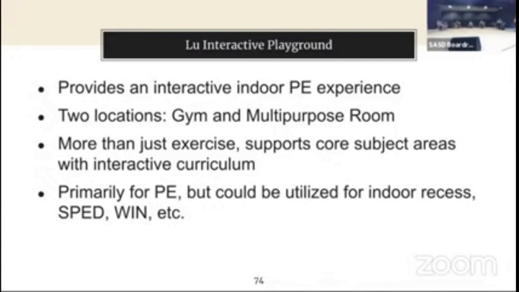It's also something that's not necessarily just for PE. Depending on gym scheduling, you could bring down a math class and they could practice their math facts with it. You'll see in the video how that would work. It could also be utilized for indoor recess, to get some of that energy out when they're stuck indoors all day. So it's definitely something that's neat.